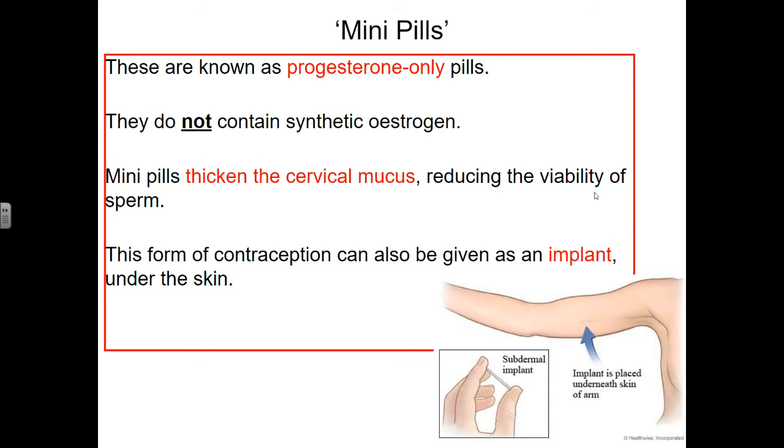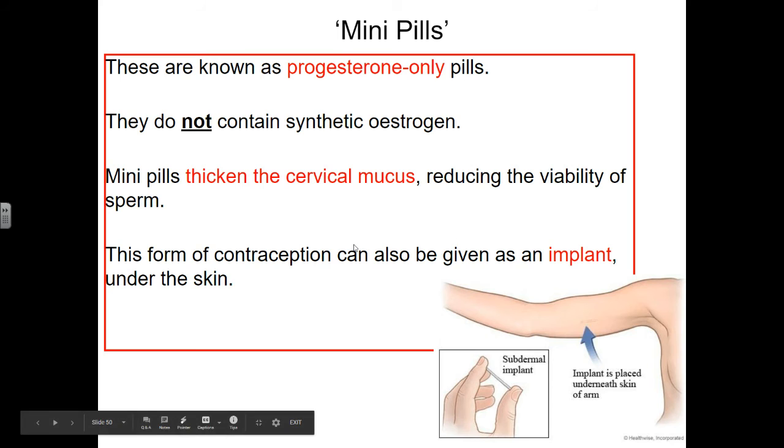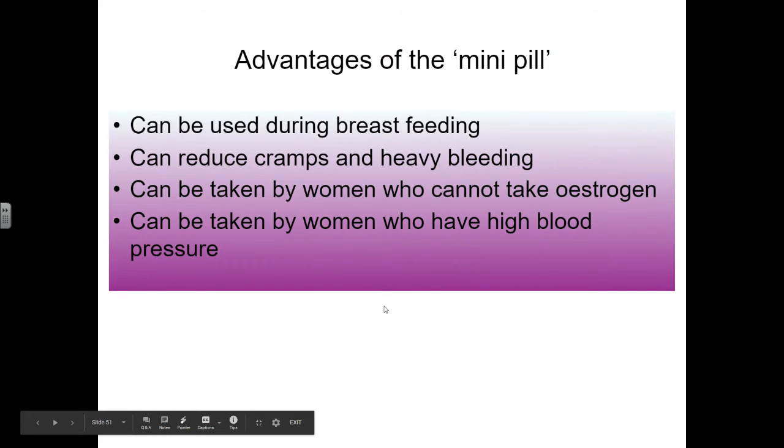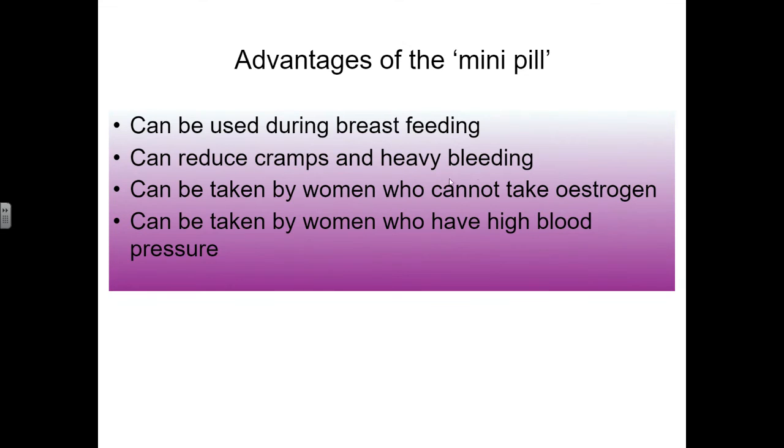This form of contraception can also be given as the implant, so the subdermal implant you can get in your arm. This is a form of like the mini pill, basically. And usually you would have to have the implant replaced every 3 years or so. So the advantages of the mini pill are it can be used during breastfeeding, can reduce cramps and heavy bleeding, can be taken by women who cannot take estrogen, and can be taken by women who have high blood pressure.